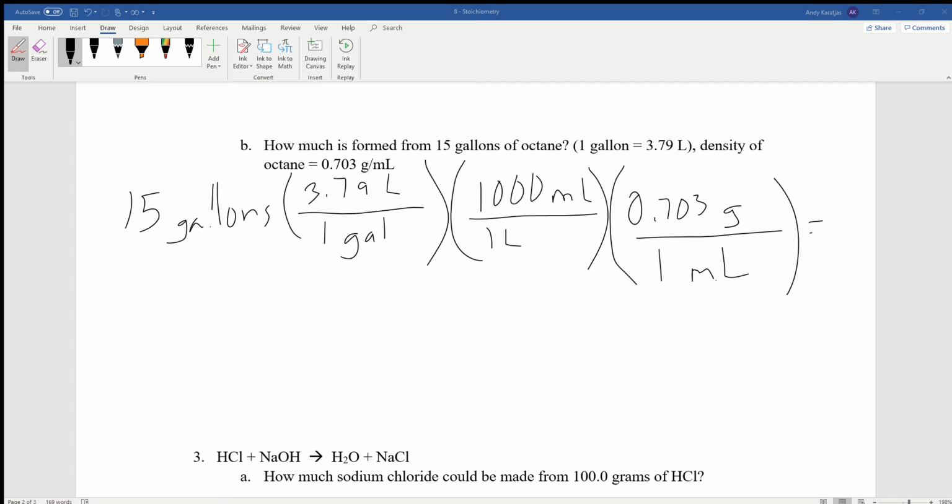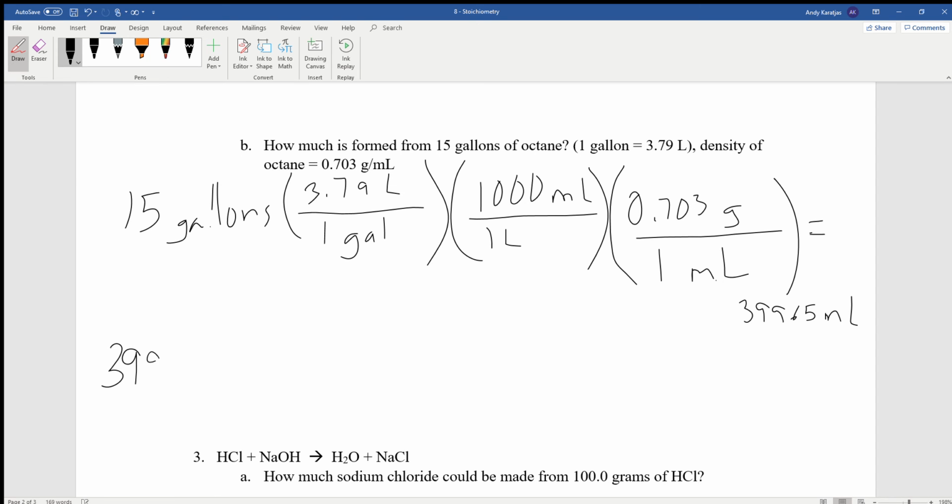And we get 39,965 milliliters of octane. So now we're going to need to convert that to water.